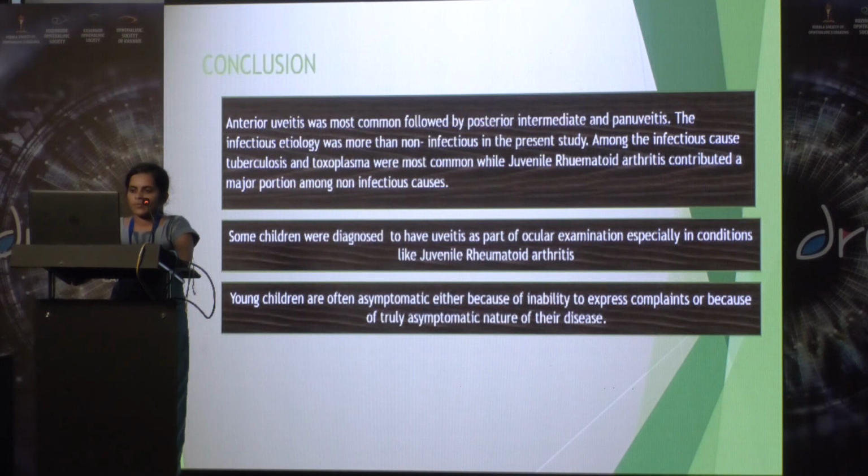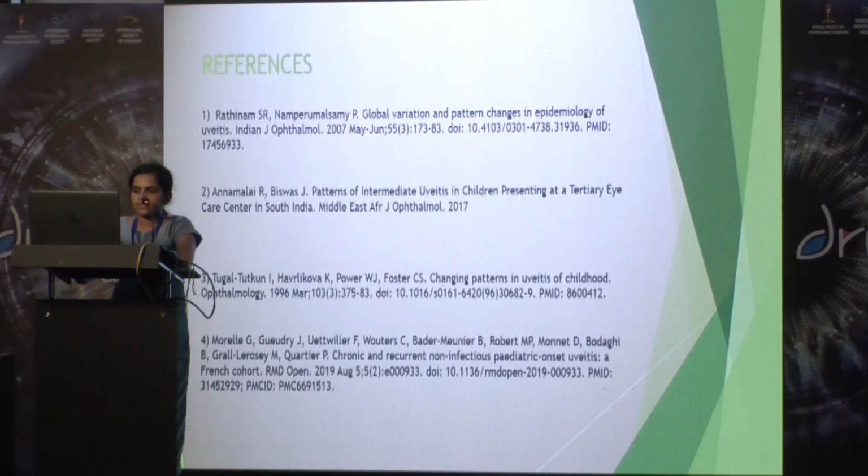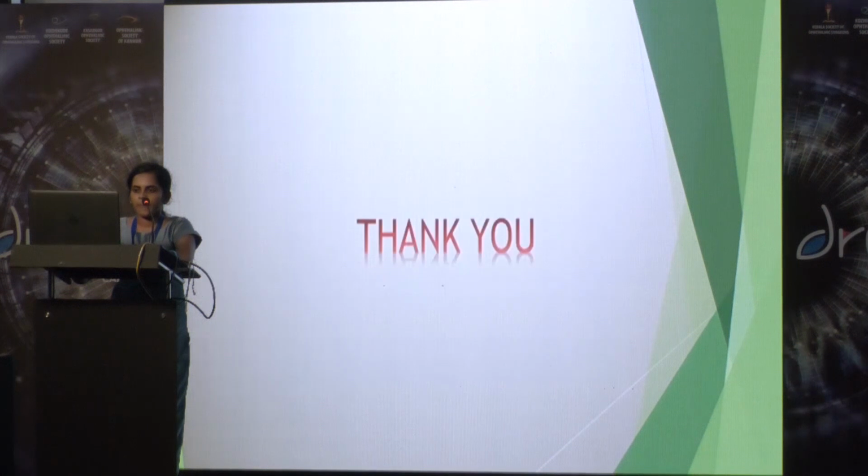Young children are often asymptomatic, either because of their inability to express complaints or because of a truly asymptomatic nature of their disease. In advanced cases, parents may not be aware of severe visual impairment until the development of externally visible changes such as band keratopathy, strabismus, or leukocoria. So early and correct diagnosis and efficient management of uveitis in children is mandatory. These are my references. Thank you.